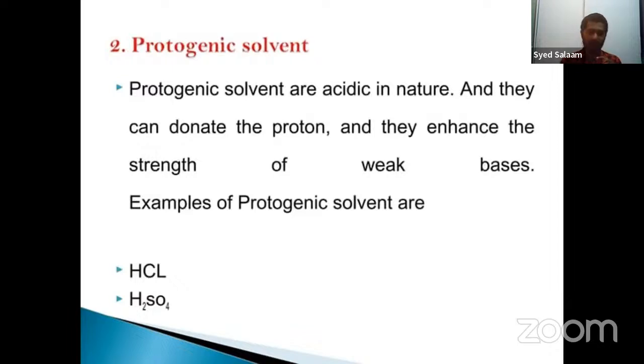Next, protogenic solvents are those which have protons in them and are acidic in nature. They can donate protons and enhance the strength of weak bases. If you are taking a weak base, it is better to use a protogenic solvent because it will help to level that up. Leveling effect will be there here. So protogenic solvents are much better used for weak bases. Examples are HCl as well as H2SO4.